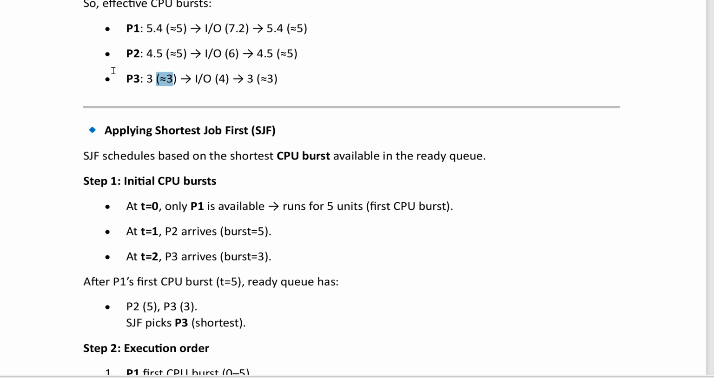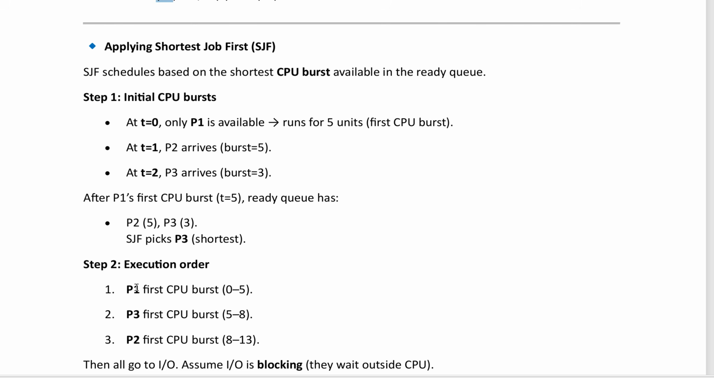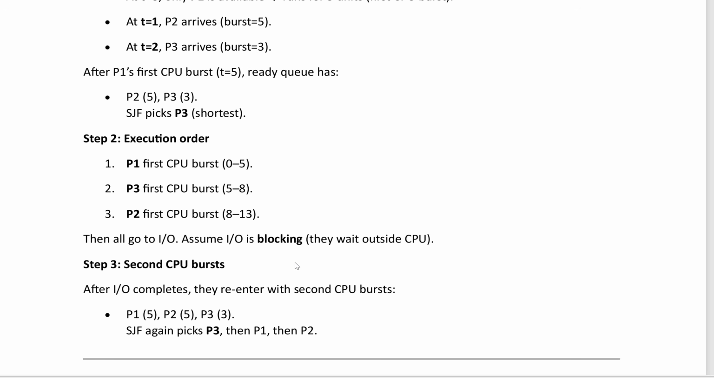So it is shortest job first. P3 has the shortest burst time of 3 in comparison to the burst time of 5 for P2. So SJF will pick P3 first because it has the shortest burst time. As you can see here, the burst time of P3 is 3 and P2 is 5. So P3 will execute before P2, right? So the execution order will be P1, P3, and P2.